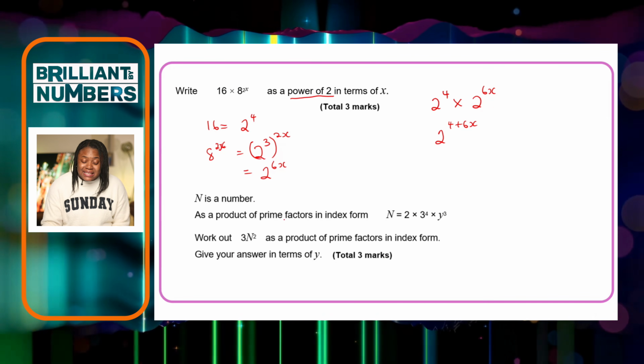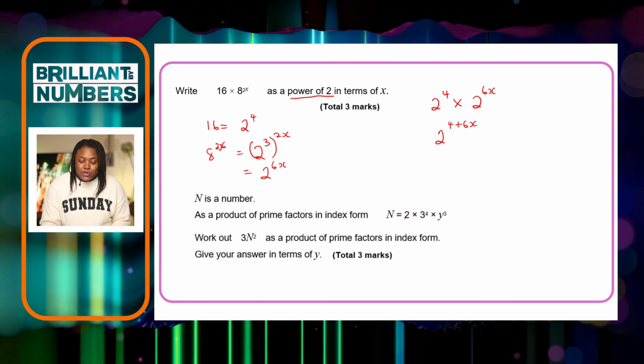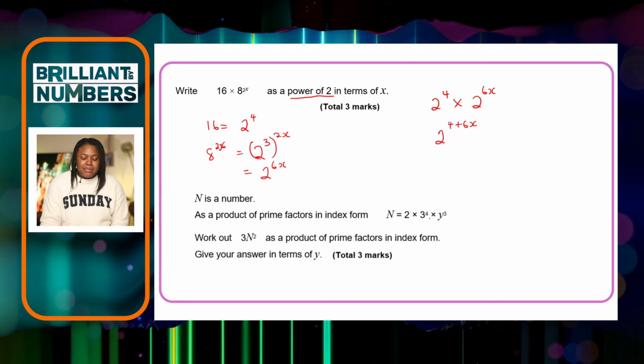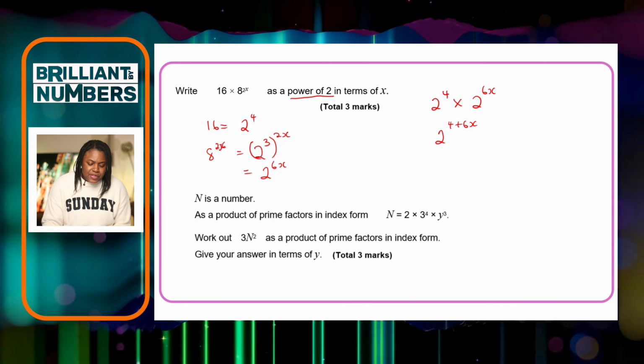Okay, so now in this question, we're told that n is a number. As a product of prime factors in index form, n is equal to 2 times 3 to the power of 4 times y to the power of 13.